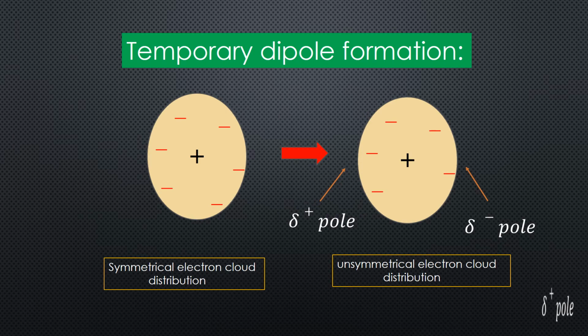Temporary dipole formation. Friends, look at the diagram: the first atom has a symmetrical distribution of electrons. A time comes when these electrons move towards one side of the atom, whereas the nucleus moves towards the other side. As a result, temporary dipoles are formed by the unsymmetrical distribution of electrons. Remember that this dipole formation is for a very short period of time, and as a result, partial positive and partial negative poles are produced.